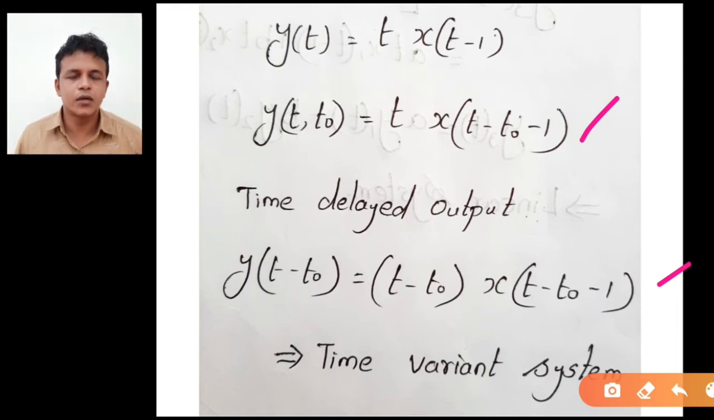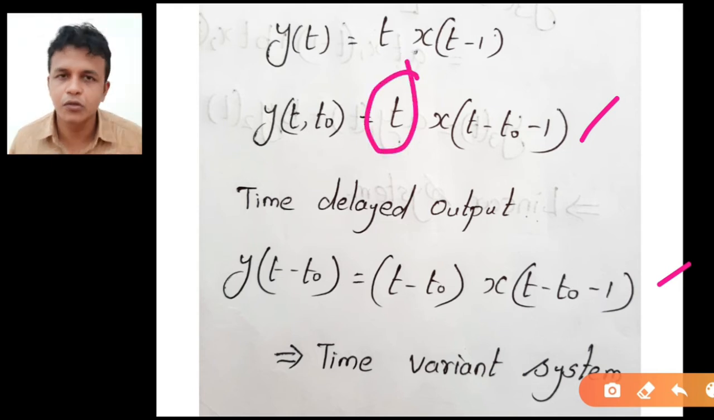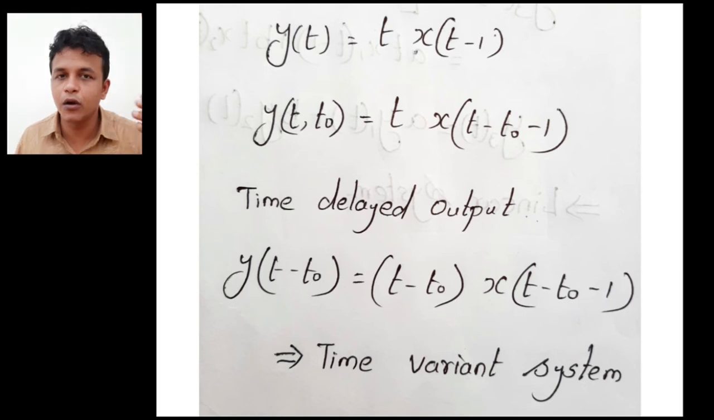Okay. So, as I mentioned, if time scaling is there, definitely the system is going to be a time variant system. Here time scaling is there, so this system is time variant. All these details we can find immediately on looking at the system equation.